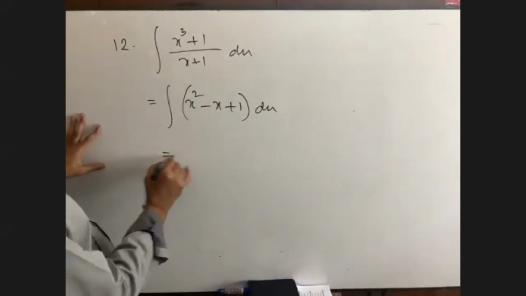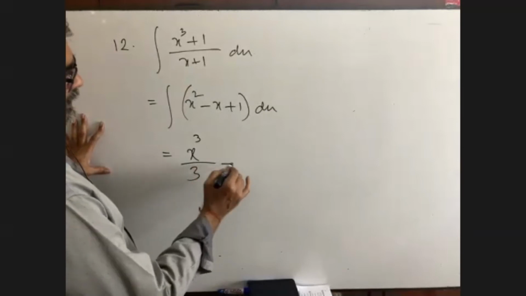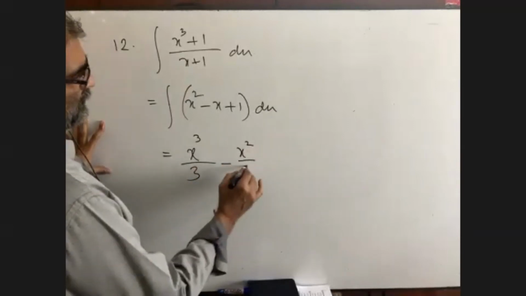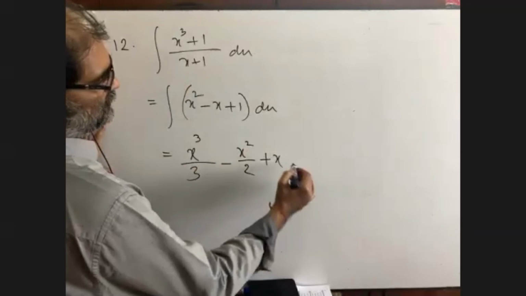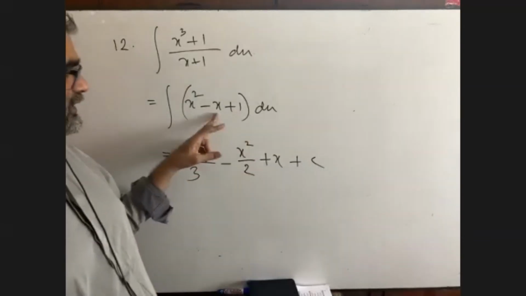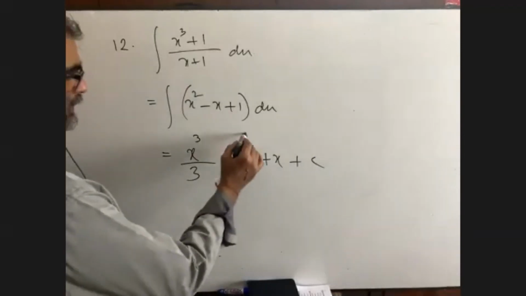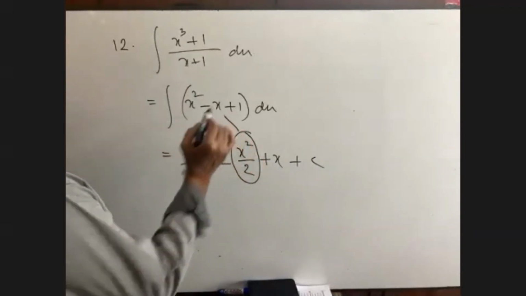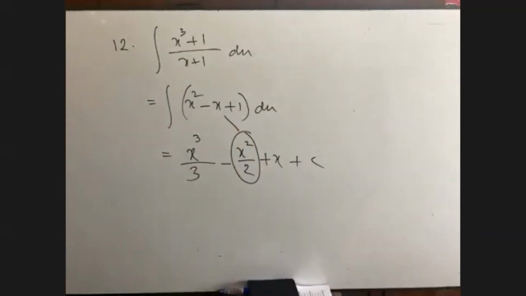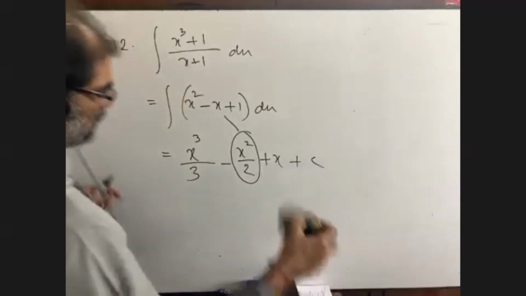Now you see, its integration will be what? X cube by 3 minus x square by 2 plus x plus c. The interesting fact is that if we go for finding the derivative of this part, we'll get only x. Do you know? Okay. Now question number 13.